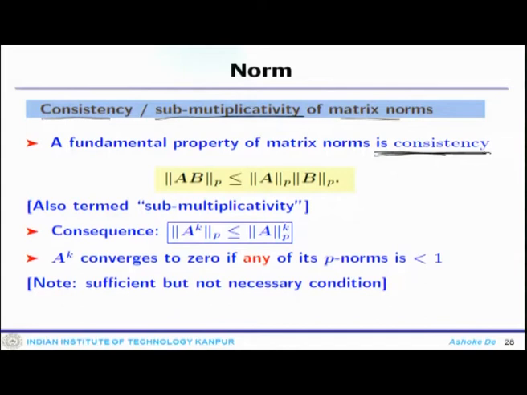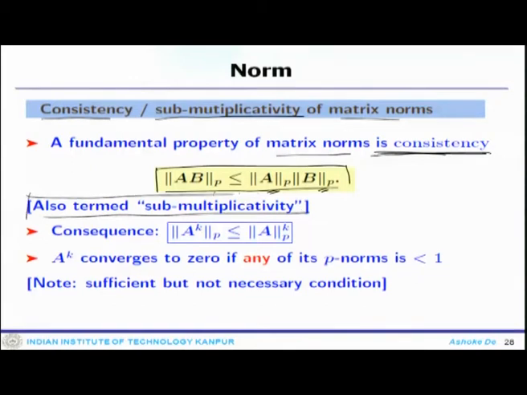So, the property of the matrix norm is also going to be consistent, and that can be mathematically expressed like this: the modulus of AB in the P norm satisfies an inequality, less than or equal to the P norm of A times the P norm of B. This is called submultiplicativity. The consequence of that leads to the P norm of A^k being less than or equal to the P norm of A raised to the power k.